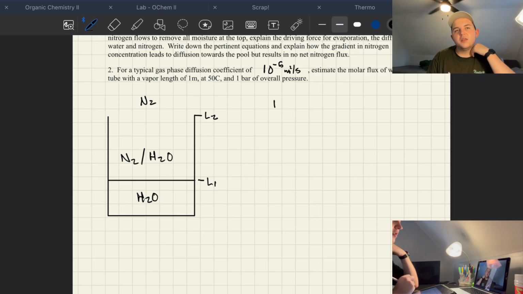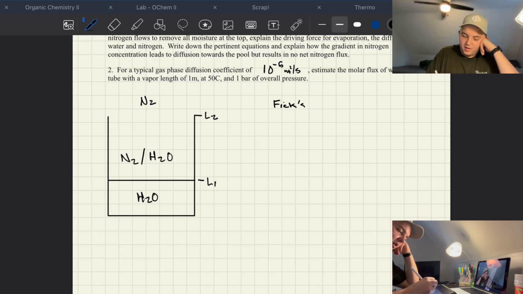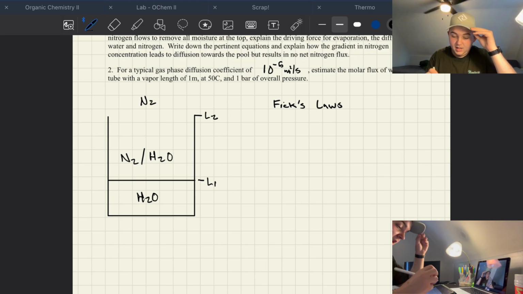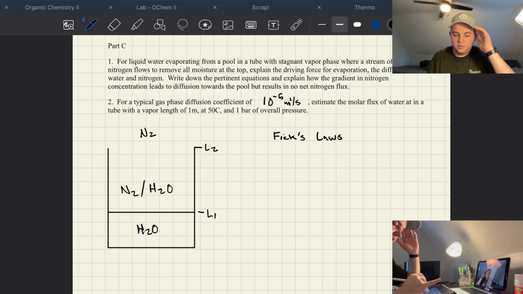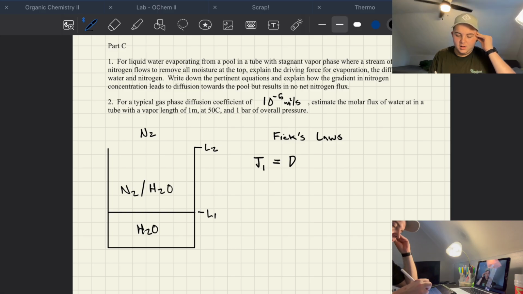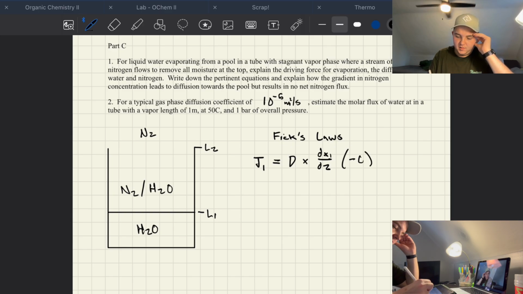We can start with Fick's law, which we're going to use to go over just about everything in this question. So Fick's law: we have our J1, which is our molar flux, equal to our diffusion coefficient times our dx1 over dz, which is our gradient, multiplied by negative c, which is our concentration.